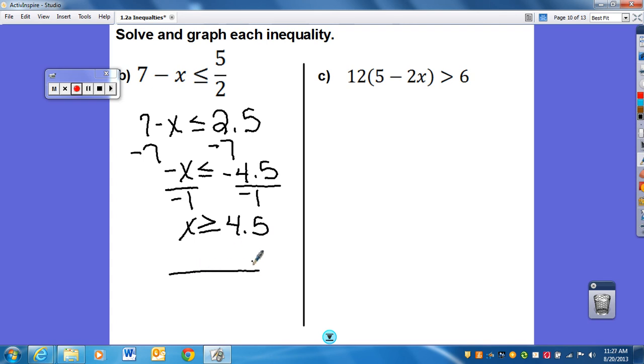Now I am going to draw my number line, make a tick mark where my solution is going to be labeled at 4.5. I'm going to look at my symbol. It's greater than or equal to, so I'm going to do a closed filled in circle. And I'm going to shade to the right because that is where my values are greater than 4.5.